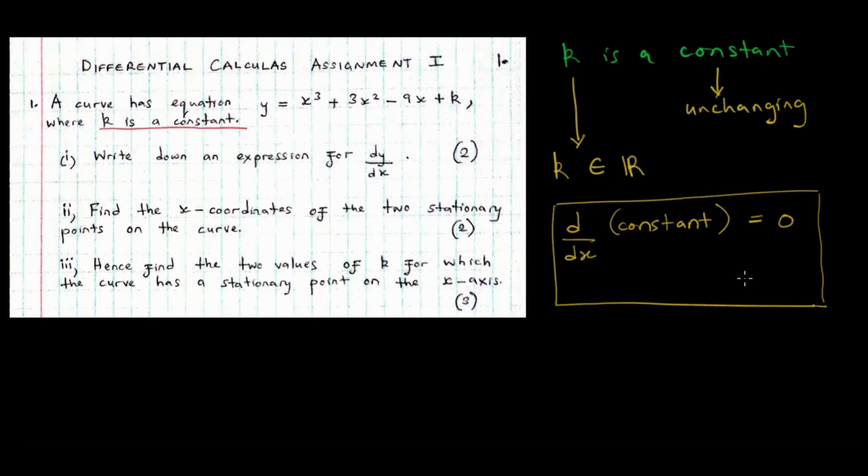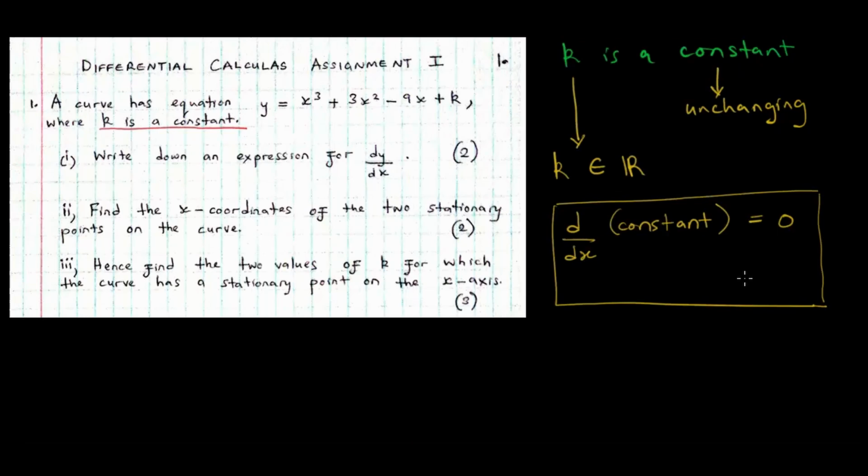So we shouldn't be confused. Kana vakati k is a constant, what they just mean, simply putting it, vari kungoti k is just a number, and the derivative of that particular number, which is a constant, is going to be 0. So ndopekutanga.